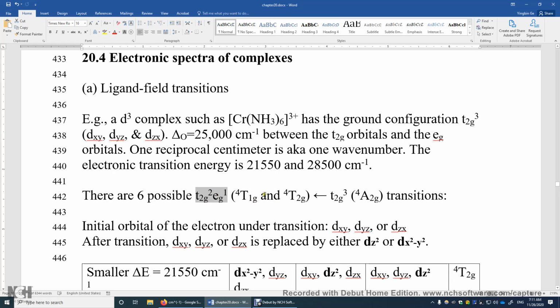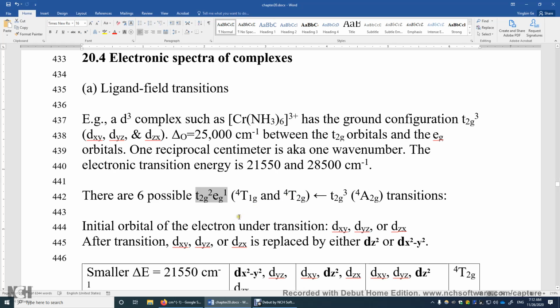It splits into 4T1g and 4T2g. And again, this 4 is the spin multiplicity. You still have the 3 alpha electrons, and T means triply degenerate. And g means gerade with respect to inversion. 1 and 2 refer to symmetric versus antisymmetric with respect to rotation. We'll talk about this later.